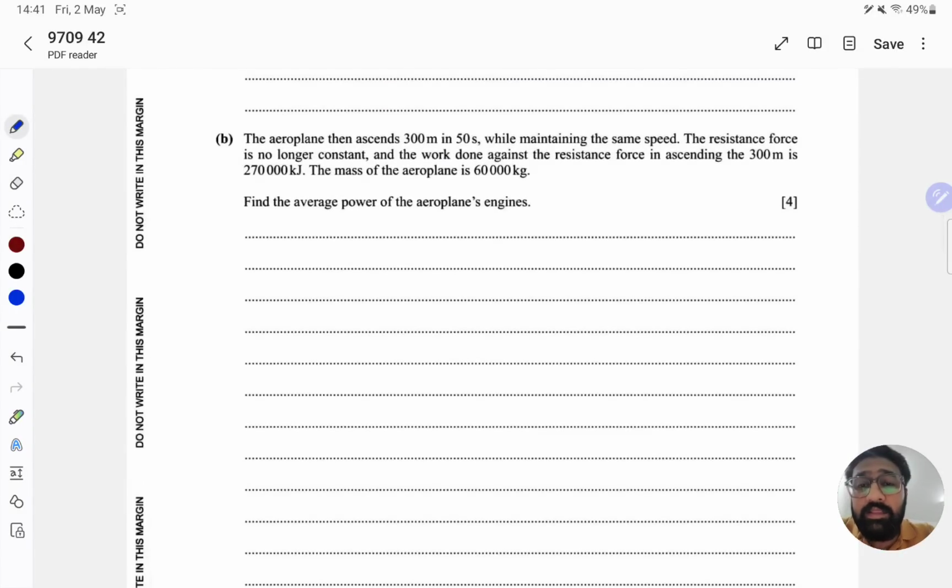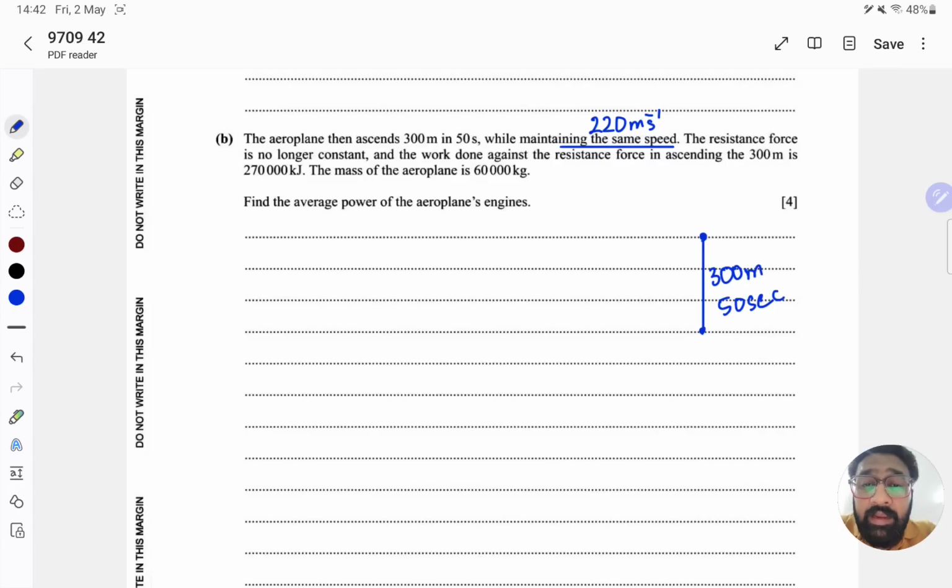The aeroplane then ascends 300 meters in 50 seconds, maintaining the same speed. The same speed means the speed that he was moving earlier, which was 220 meter per second. The resistive force is no longer constant since it is ascending. So it is going to look like this. The plane is ascending. And how much distance is he covering? 300 meters. And in how much time? He is covering it in 50 seconds.